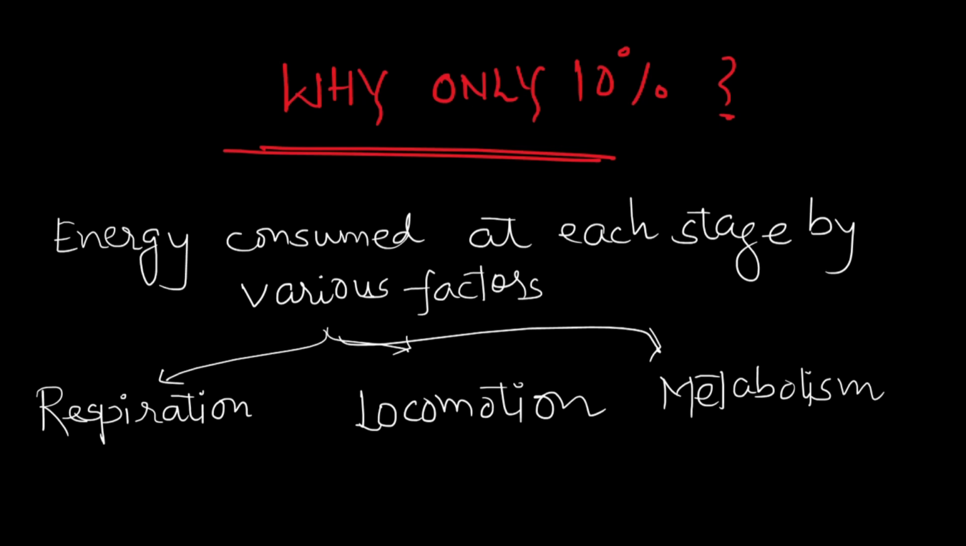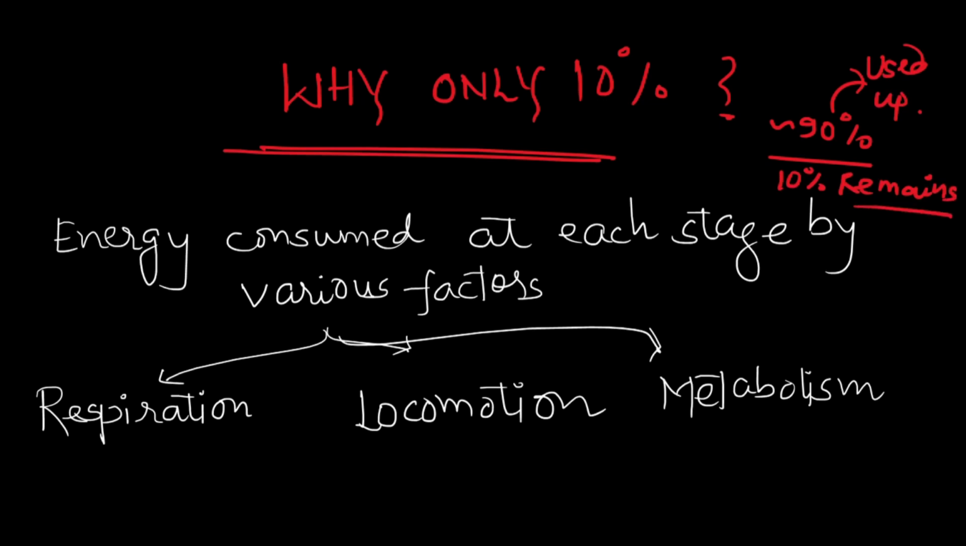Another thing is metabolism. Metabolism is when we eat food, then the body has to break down the complex carbohydrates into simple sugars so as to use the energy, and that is metabolism. And in this process the energy requirement is there, and this is used up. So whatever energy is present at a certain trophic level, it is used by various factors such as respiration, locomotion, and metabolism. So almost 90% of the energy is used up, and only 10% remains. Now that 10% is transferred to the next trophic level, and that is why only 10% of energy is said to be transferred to the next level according to Lindemann's law.